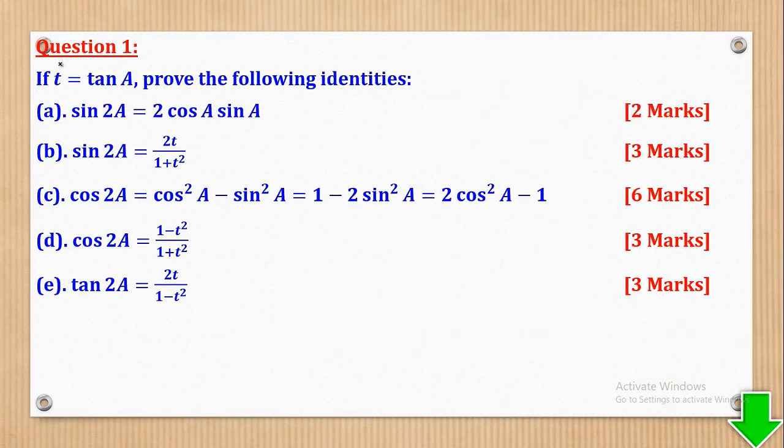So you start with question 1, where you have to prove the identity. We shall say that if t is equal to tan a, prove the following identities. One is that sine 2a is equal to that, then this is that, this is that, and this is that. So let's start with part A.